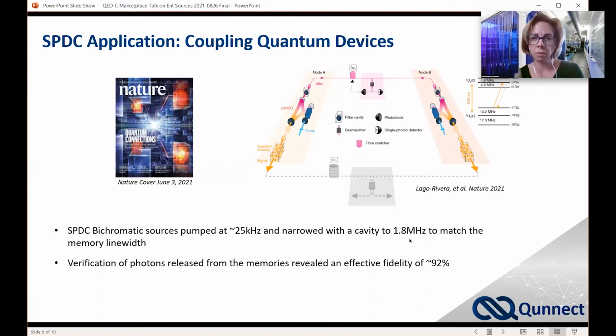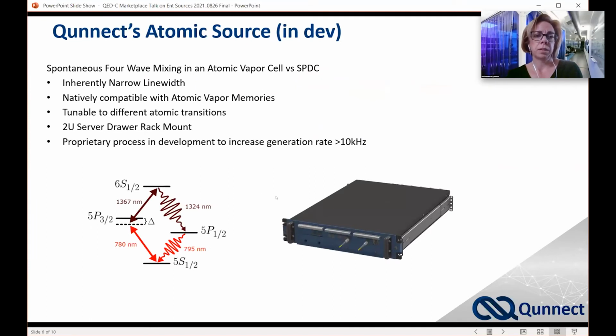And it just starts to give you an idea of the challenges which are out there whenever you're trying to couple quantum instruments to quantum systems. That's exactly why Qunnect is doing what we are doing in terms of building our own atomic source, which is based on four-wave mixing. Again, we need narrow line widths. In our case, we're using atomic vapor memories that I'm going to describe in the next slide, so they're also natively compatible. And we've decided to build all of our instruments in these standard drawer racks, which we're rather proud of because now we're looking towards building quantum systems.